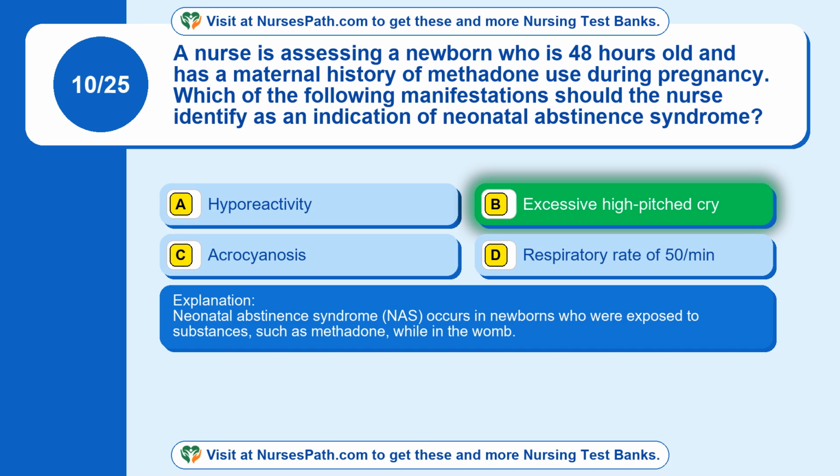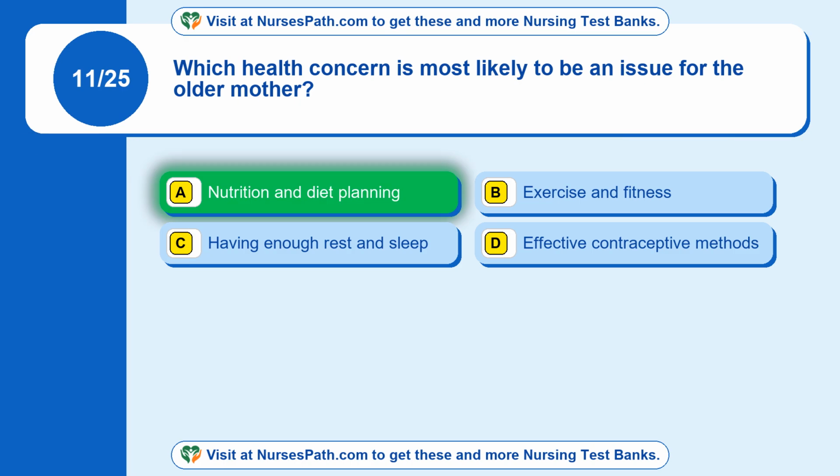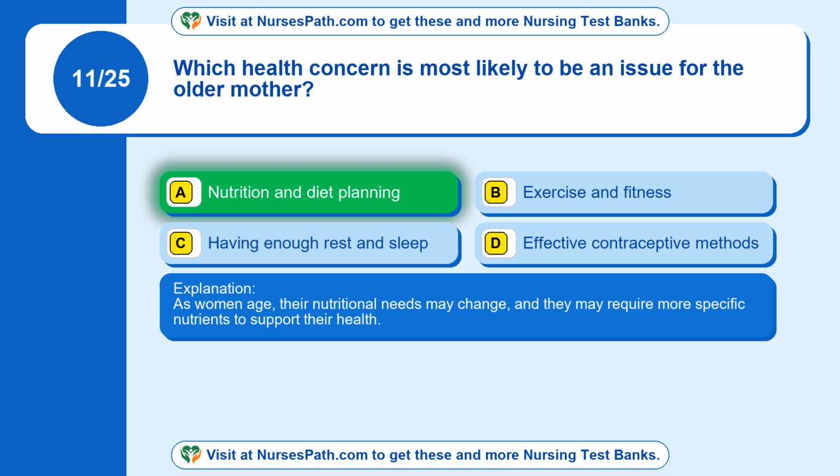Neonatal abstinence syndrome, NAS, occurs in newborns who were exposed to substances, such as methadone, while in the womb. Question 11. Which health concern is most likely to be an issue for the older mother? Option A. Nutrition and diet planning. Option B. Exercise and fitness. Option C. Having enough rest and sleep. Option D. Effective contraceptive methods. The correct answer is option A. Nutrition and diet planning. As women age, their nutritional needs may change, and they may require more specific nutrients to support their health.